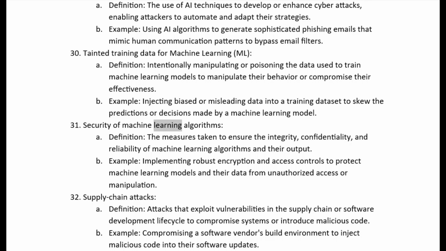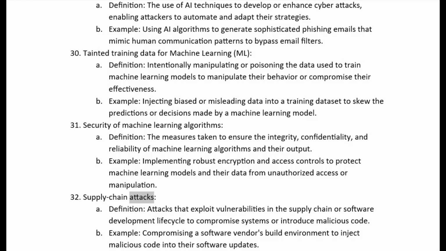Security of machine learning algorithms. Definition: the measures taken to ensure the integrity, confidentiality, and reliability of machine learning algorithms and their output. Example: implementing robust encryption and access controls to protect machine learning models and their data from unauthorized access or manipulation.